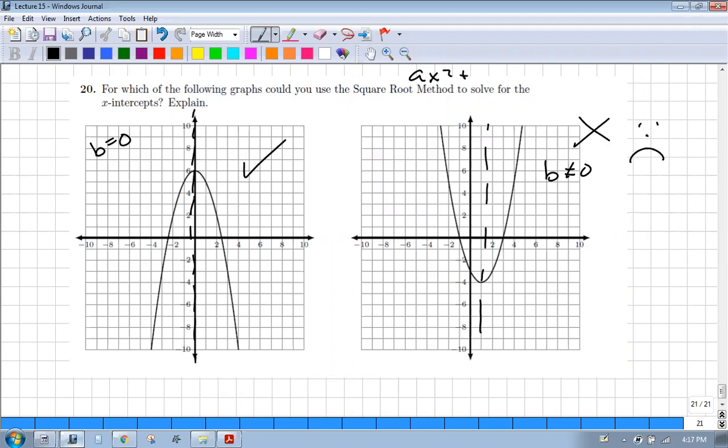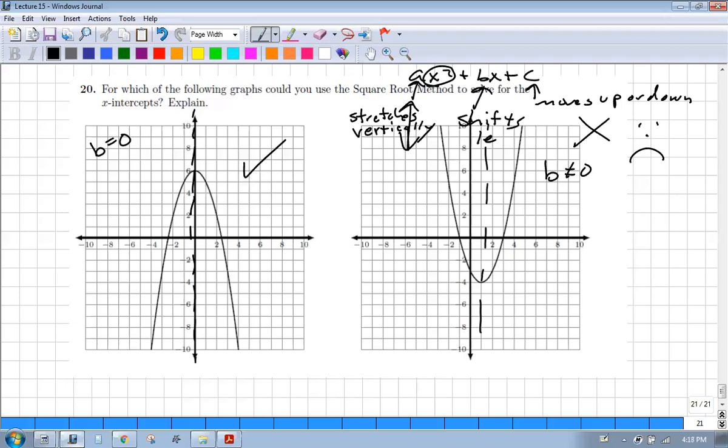When you have the ax squared plus bx plus c, think about x squared. That's your basic function, right? The a stretches it vertically. The c moves it up or down. And the b shifts left and right. So if this thing is not centered on the y-axis, that means it's been shifted, which means there is a b, which means you can't do the root method. Remember your negative b over 2a. If b is 0, your vertex lies on the y-axis.